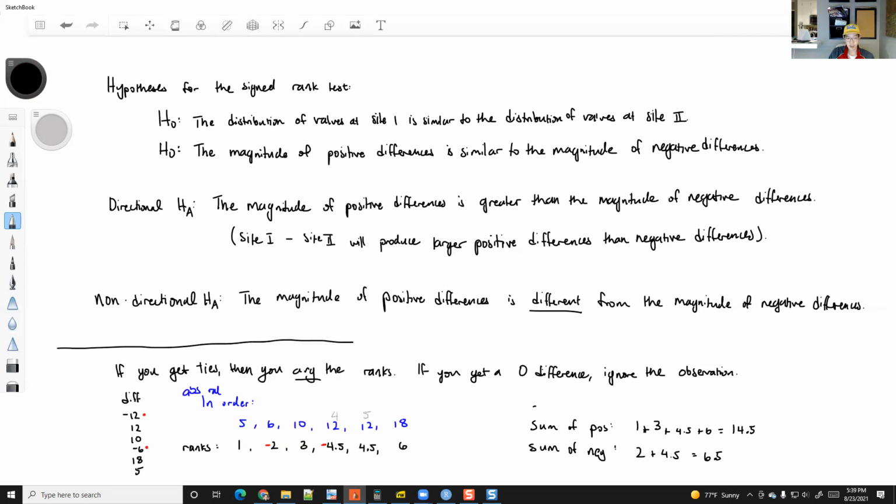And then again, if you get a 0 difference, ignore the observation, and then n shrinks to the number of non-zero differences.